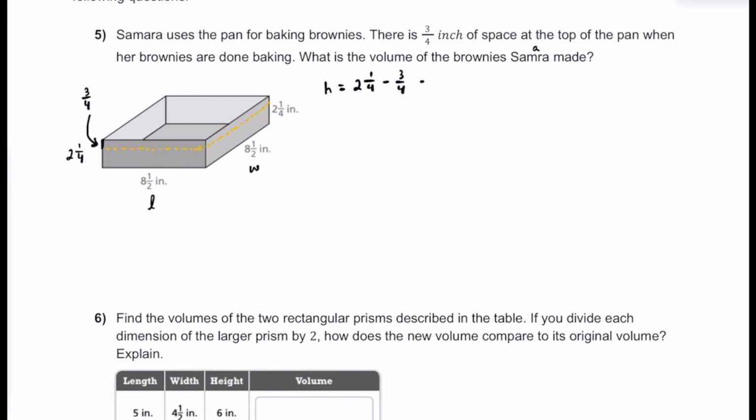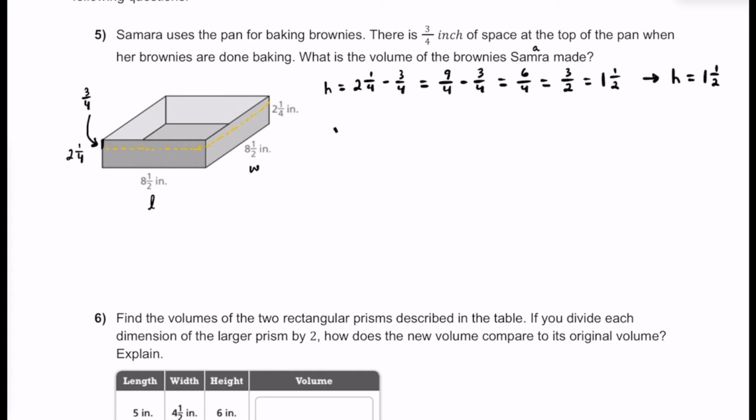The empty space there. So if we go ahead and do that, this as an improper fraction would be 9 over 4 minus 3 over 4. So 9 minus 3, it's nice we already have common denominators. This is going to be 6 over 4, which is the same thing as 3 over 2 if you simplify. And so we have basically the height of the brownies is 1.5 inches, right? That's actually the height of the brownies. The height is 1.5 inches tall.